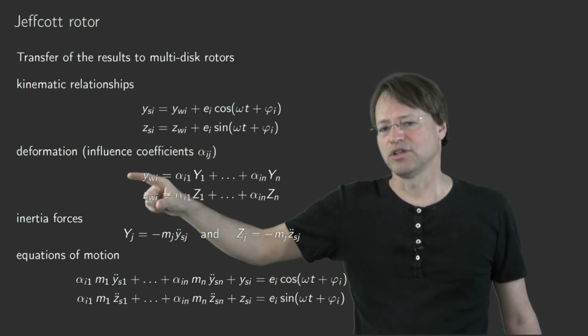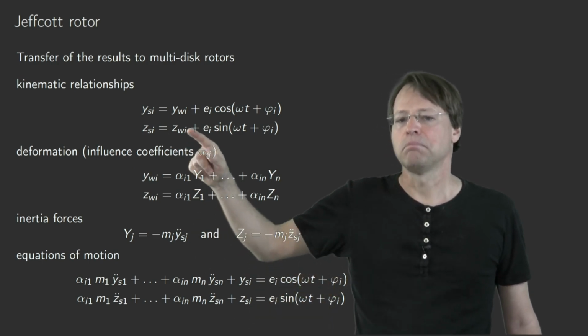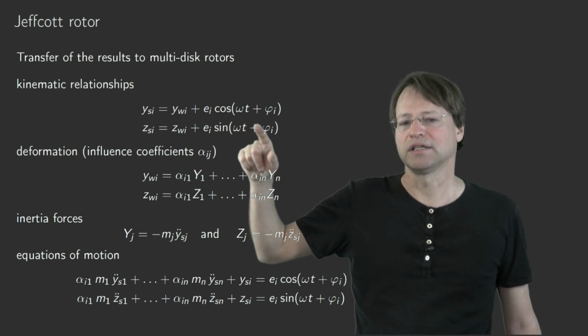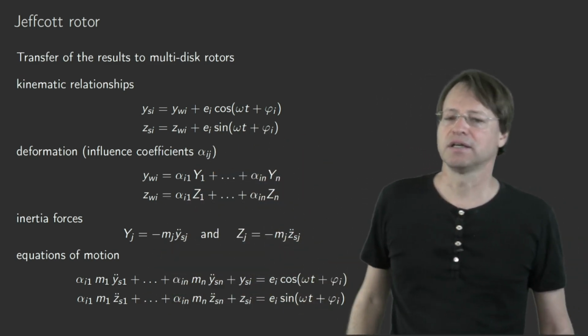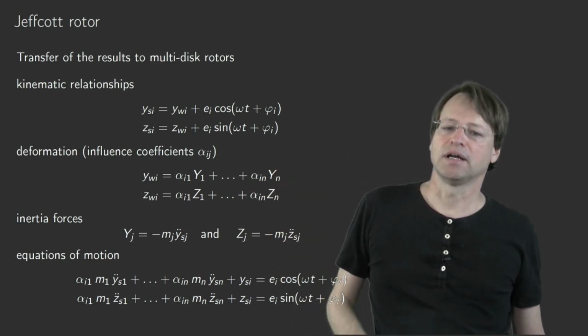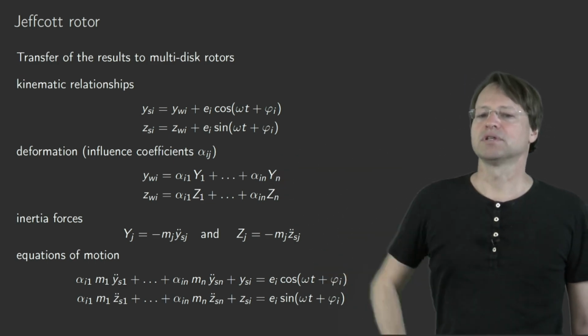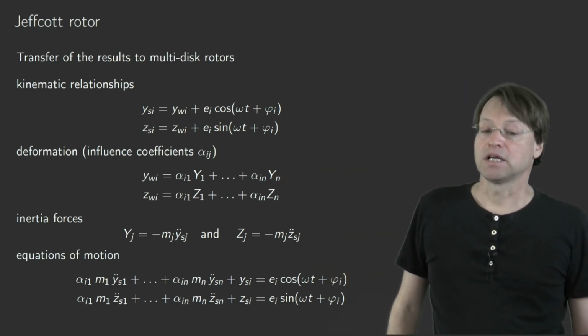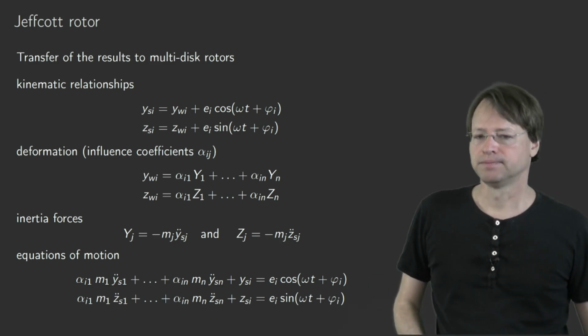All the other terms are shifted to the left-hand side, so they appear here. And then we have minus e sub i cosine of omega t plus phi i on the left-hand side. We move everything to the right-hand side. So we move the e sub i cosine of omega t plus phi i to the right-hand side with a positive sign, and we do the same for the sine term. So these are the equations of motion.